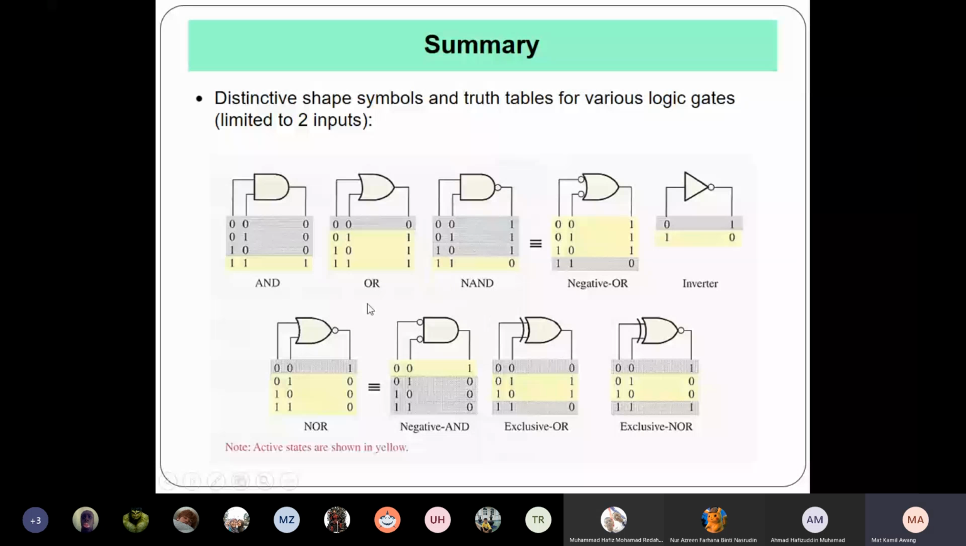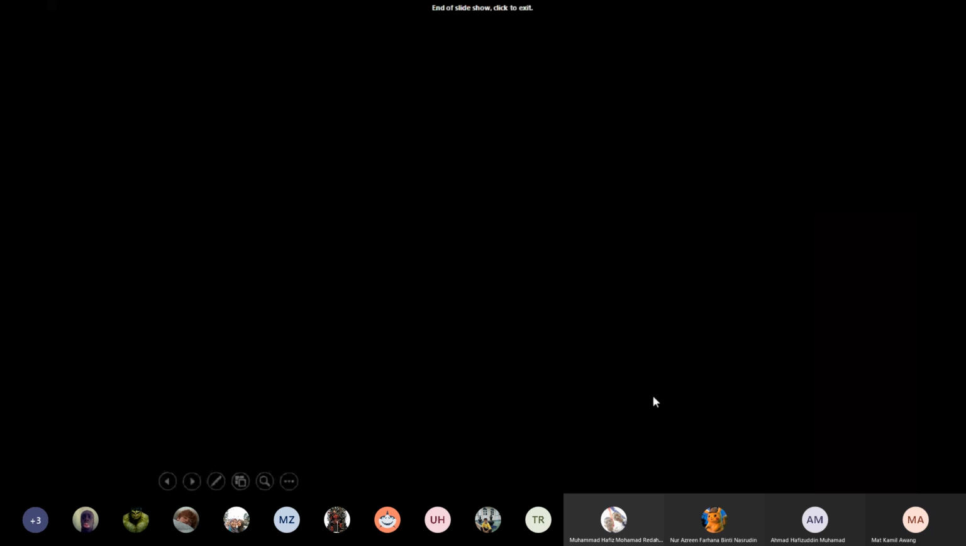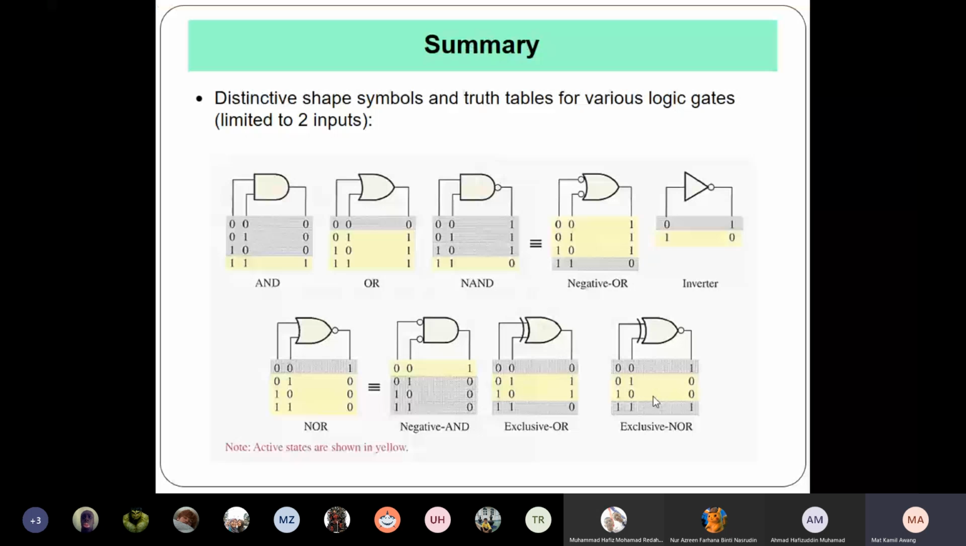NOR and negative OR, you see this. So the truth table is also different. So this is exclusive OR and the exclusive NOR. Just reverse the output, NOT the output of the exclusive OR. So that is the end of the logic gates lecture.